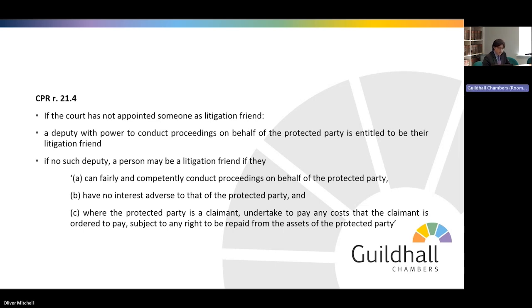Court appointment is given ultimate primacy. If a person has been appointed by the court, then the option to do it without the court no longer remains. So this rule, which deals with appointment without a court appointment, is subject to the proviso that it applies if a court has not appointed a person to be the litigation friend. If that is the case, then this rule sets out the qualification to fulfill that role.